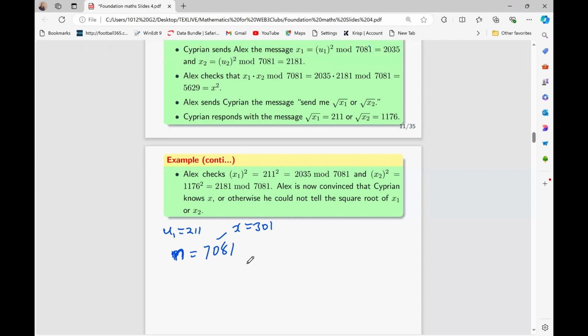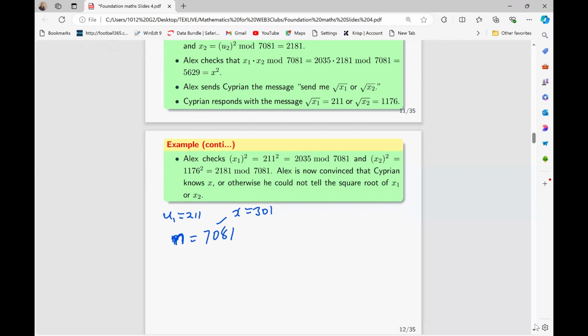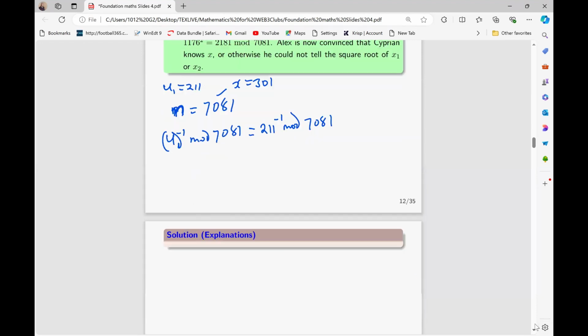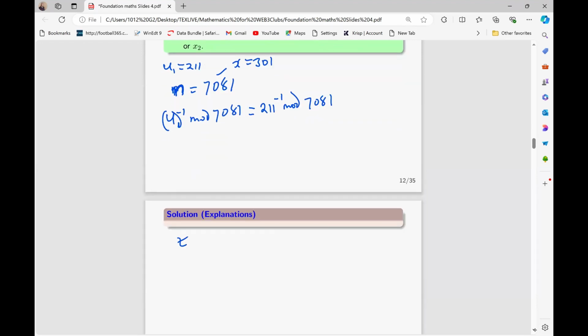Now you are ready to prove to whoever wants to know whether you know x. So the first thing you do is get the inverse of u1 mod 7081. In other words, we're getting the inverse of 211 mod 7081. Of course, we have various methods of finding the inverse, but we want to choose Euclid's algorithm and the extended Euclid's algorithm.